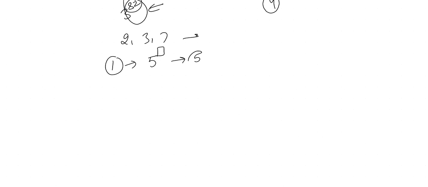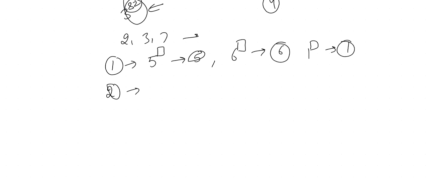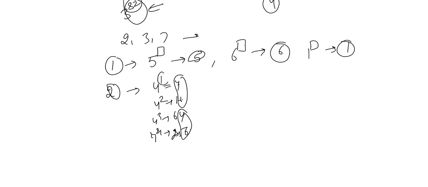6 raised to power anything will always end with 6. 1 raised to power anything will always end with 1. But the cyclicity could be 2, as is the case with 4. 4 raised to power 1 is 4. 4 raised to power 2, 16. 4 raised to power 3, 64. 4 raised to power 4, 256. Okay, so 4, 6, 4, 6. So in that case, we just have to look whether the power is even or odd. That's it.